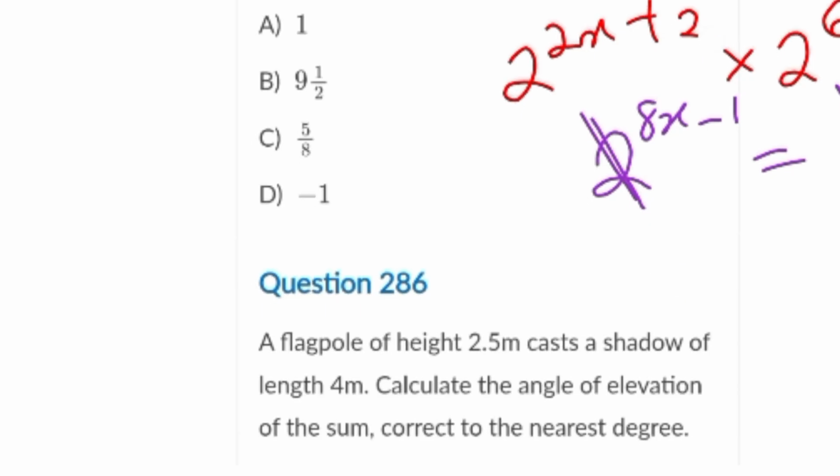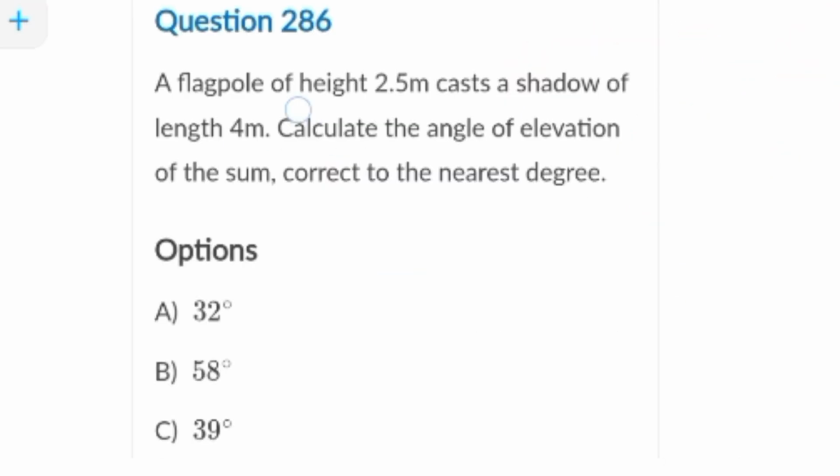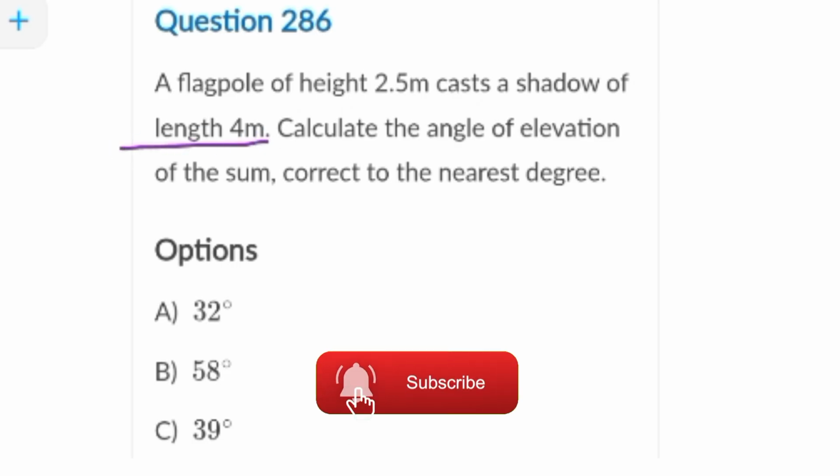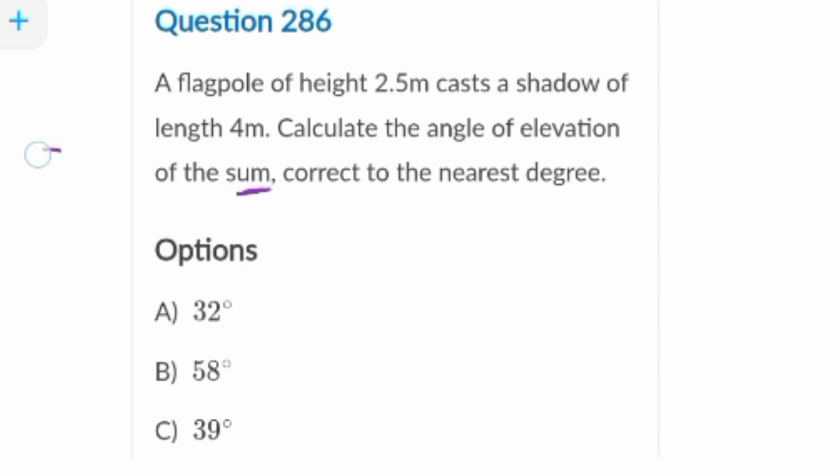So that's option C. A flagpole of height 2.5 meter casts a shadow of length 4 meter. And to calculate the angle of elevation of the sun. This stuff here means sun. Okay, correct to the nearest degree.